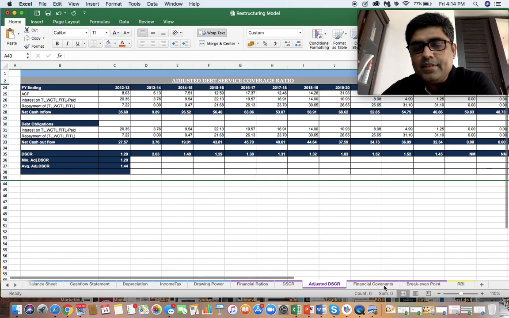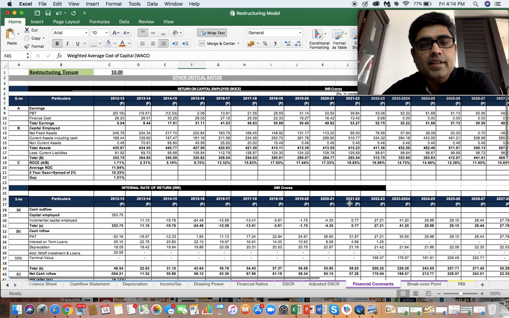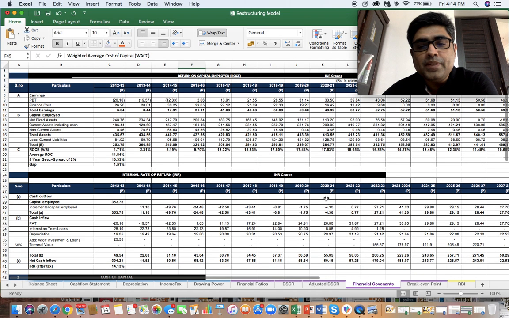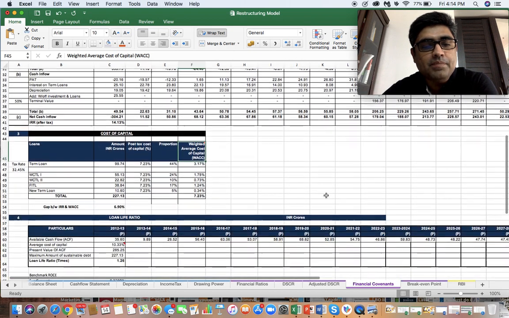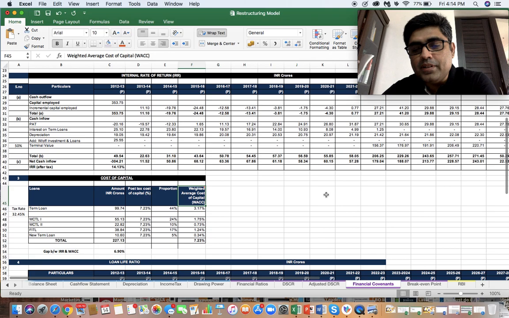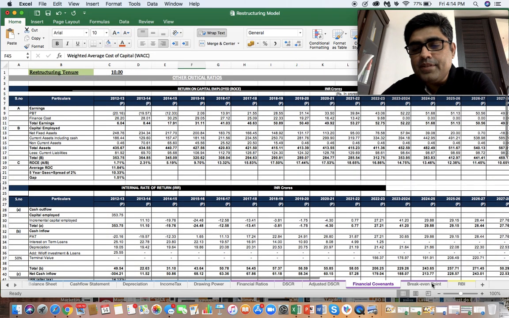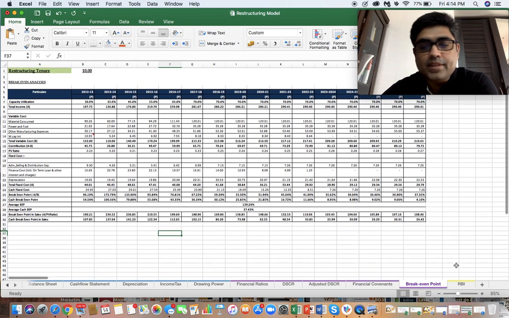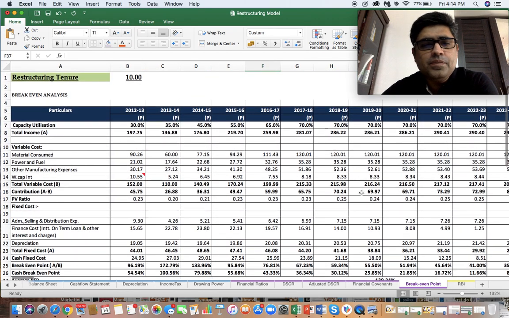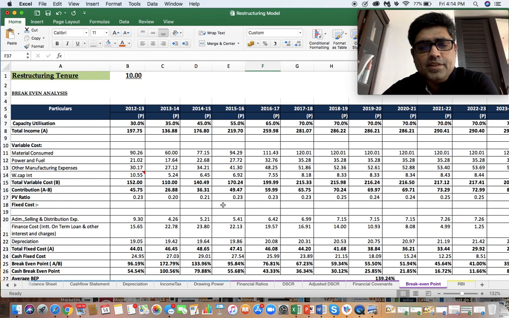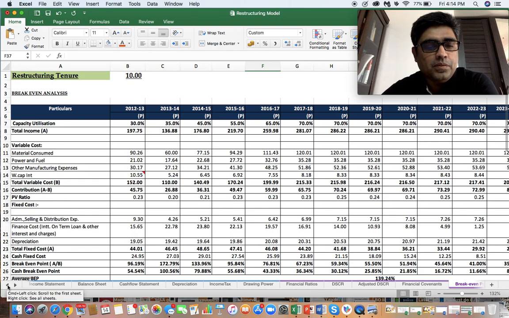And then comes the financial covenants, where the RBI and others have mandated that these are the ratios that need to be calculated, and they have given a structure on how the computation should happen. So all those are calculated over here. And finally comes the break-even point computation, right? So this gives you in a brief sense how a restructuring model looks like.